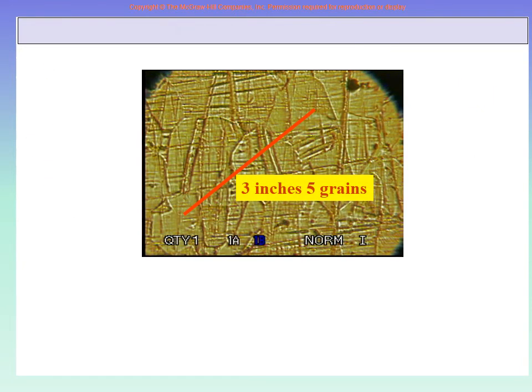You see here, for example, we are seeing this microstructure, right? Suppose it is at 100 magnification. We draw a line of 3 inches, and we count that it is cutting 5 grains. That is the number of grains that it is cutting. Then we put it into our equation: the length of the line was 3 inches and the number of grains it intersected was 5. We put it into the equation and then we find out.